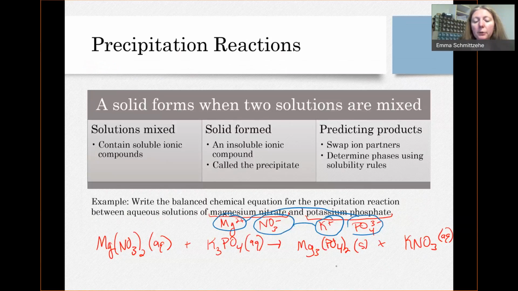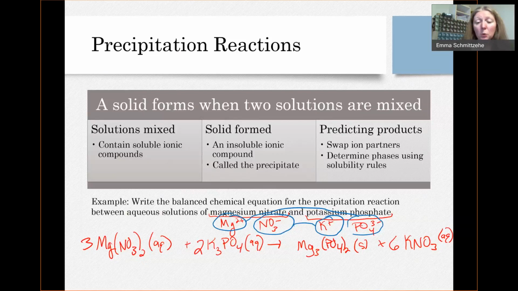And so that's my reaction, but I need to balance it still. So for this, let's see, we have 3 magnesiums on the right, so I'll put a 3 in front of there. And now that gives me 6 nitrates. So I'm going to put a 6 in front of the KNO3. And then I'd need 6 potassiums, so I'll put a 2 in front of the K3PO4. And that gives me 2 phosphates, and I have 2 phosphates on the right. So that's my balanced chemical equation. And so you're just swapping ion partners.